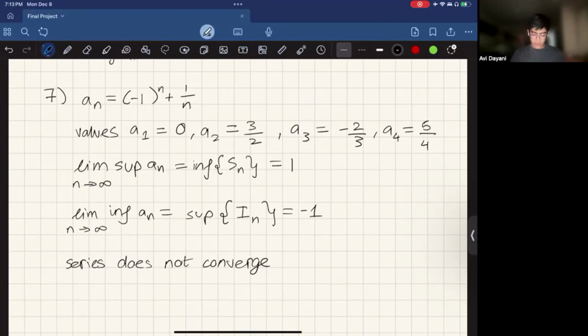If we look at the tails, which I've also written out, the largest values come from the even indices, whereas the smallest values come from the odd indices, and the greatest lower bound equals minus one, whereas the least upper bound equals one. We can deduce from this that the limit superior and the limit inferior are in fact different. Hence, the sequence does not converge to any single limit.